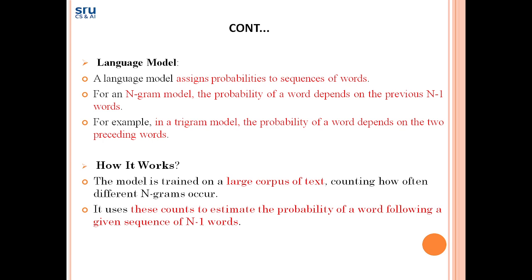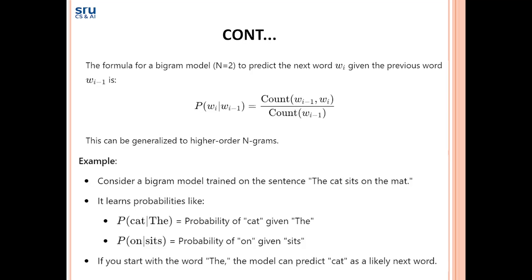Language model: it assigns probabilities to sequences of words. For an n-gram model, the probability of a word depends on the previous n minus 1 words. For example, in a trigram model, the probability of a word depends on the two words preceding it. How does it work? The model is trained on a large corpus of text. It uses these counts to estimate the probability of a word following a given sequence of n minus 1 words.